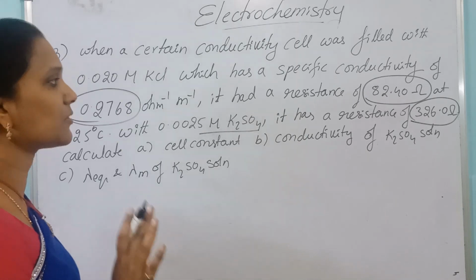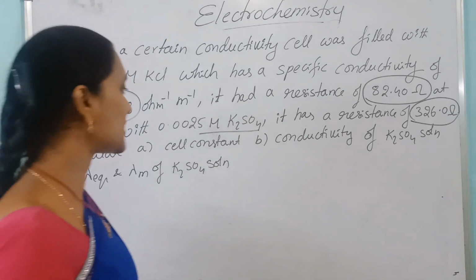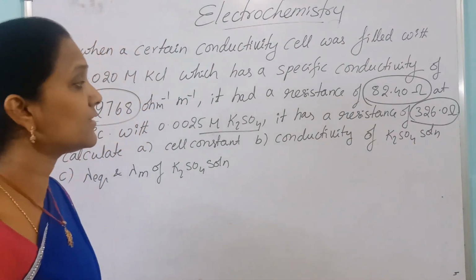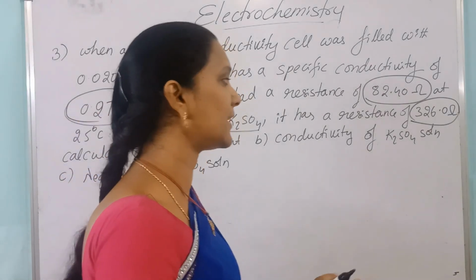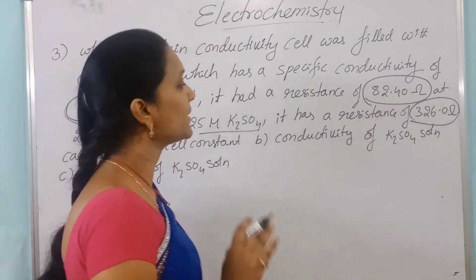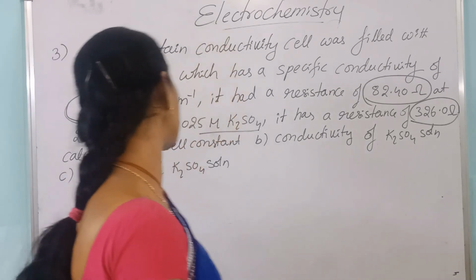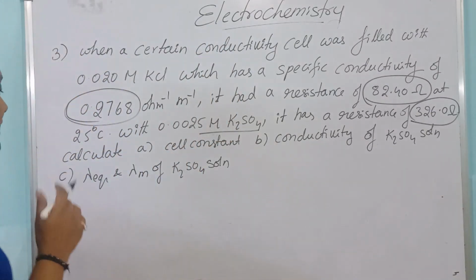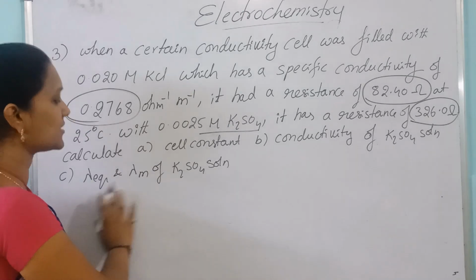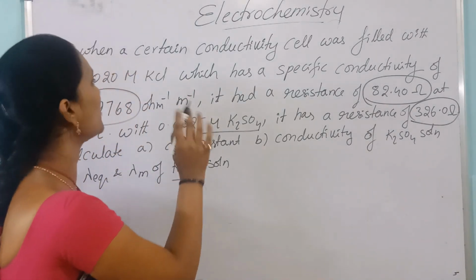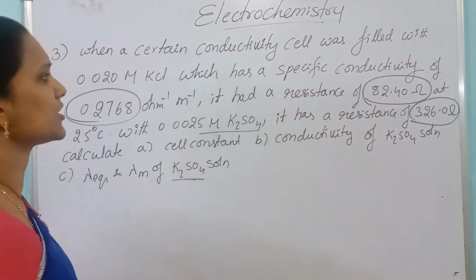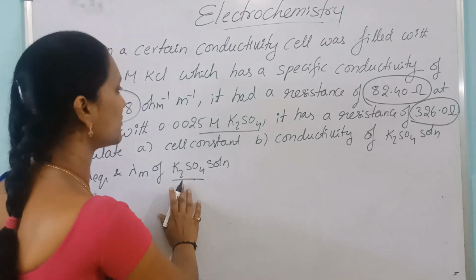Calculate the cell constant. So first they are asking the cell constant, and second calculate the conductivity, not conductance, conductivity, specific conductance, nothing but K we should find, of the K2SO4 solution. Along with that, calculate equivalent conductance and also molar conductance of K2SO4, not KCl. So that consideration is not required. K2SO4 only they are asking.